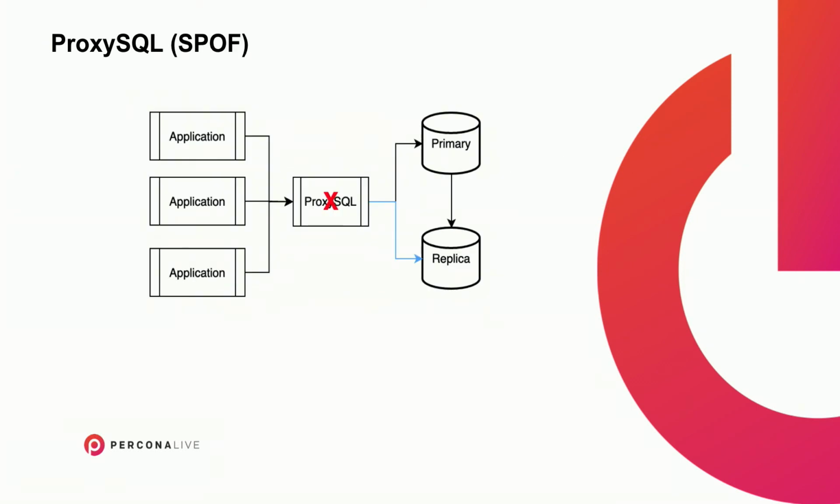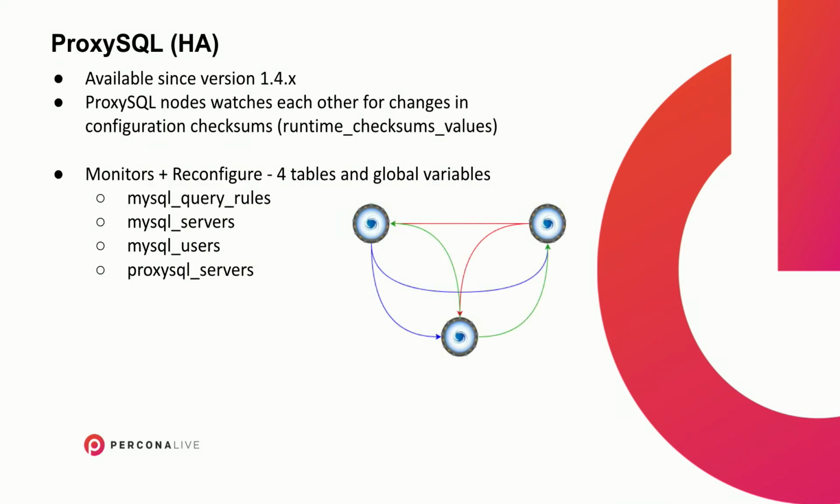Now ProxySQL itself is a single point of failure, so ProxySQL also supports high availability. We can configure ProxySQL as highly available since version 1.4.x. ProxySQL nodes watch each other's configuration in the checksum table, and if it does not match, it will update all the nodes with the updated values.